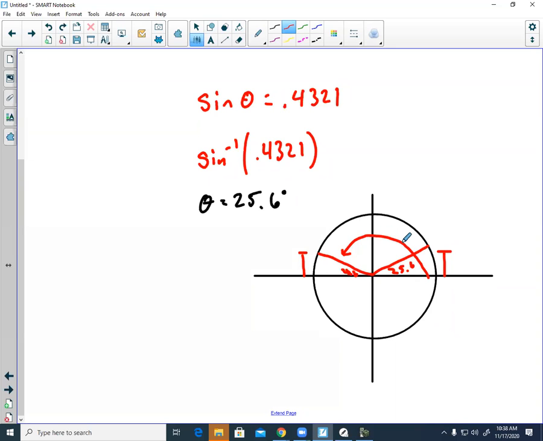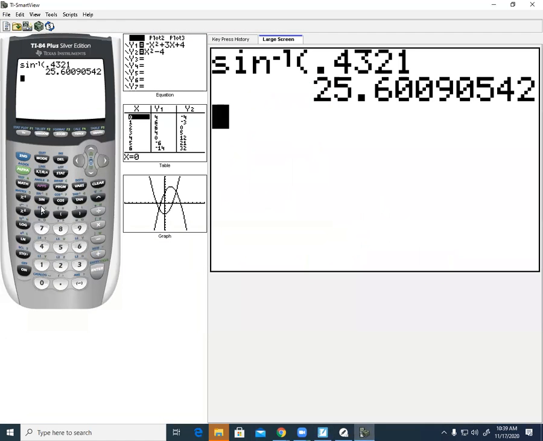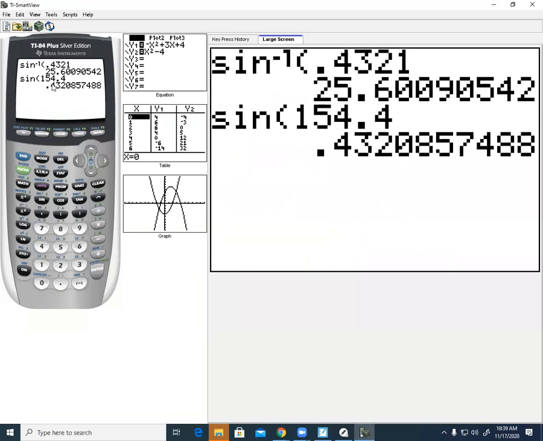So the easiest way to find that angle is to take 180 minus 25.6, which is 154.4. So my other angle that is going to have the exact same sine value is 154.4. If you want to double check that, all you have to do is go to your calculator and type in sine of 154.4 and then hit the equals button. And if it equals 0.4321, which it does, then I've found the correct angle.